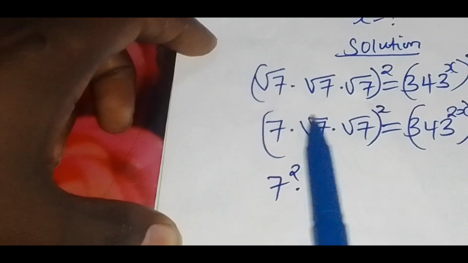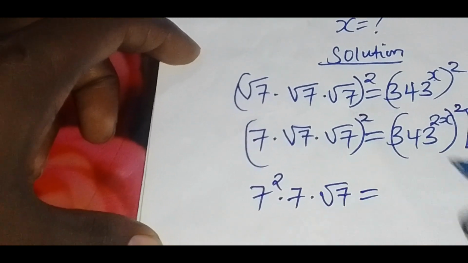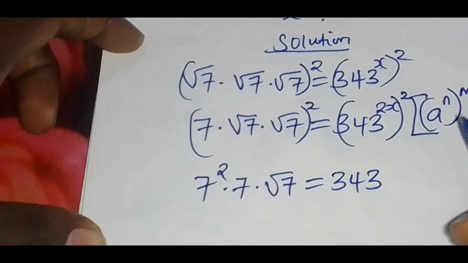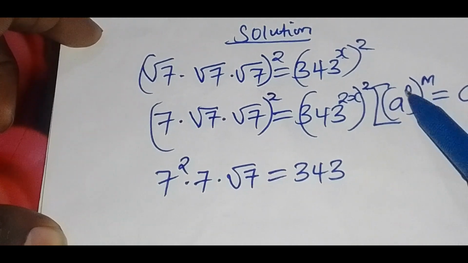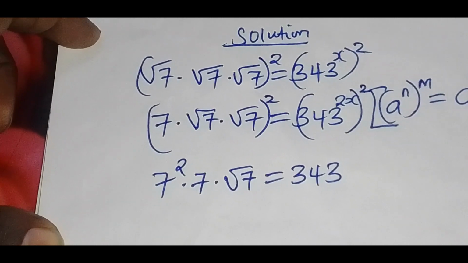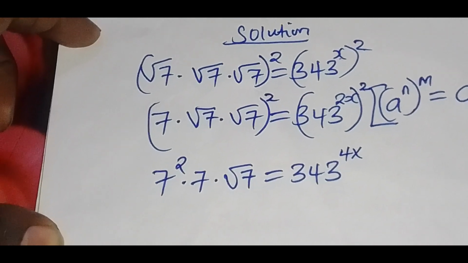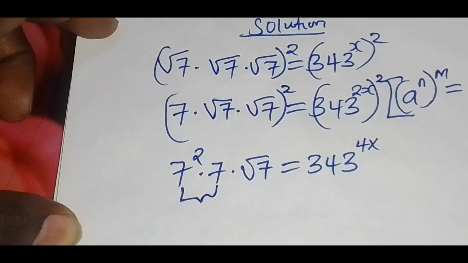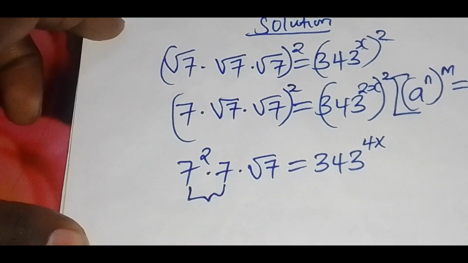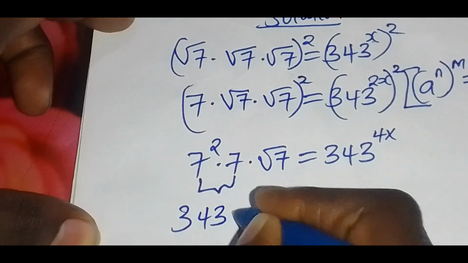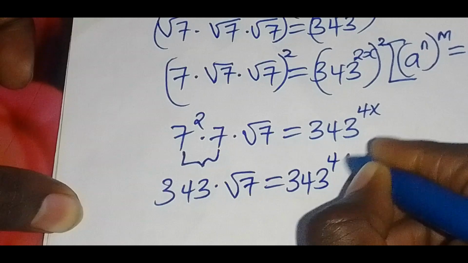Okay, we square both sides so that we'll have again 7 squared multiplying by, we eliminate the second square root sign, so that we'll have 7 multiplying by the square root of 7. This is equal to 343 raised to power, this is 2x times 2. Remember, we are applying the identity a raised to power n multiplying by m is equal to a to the n times m. So this is 2x times 2 to be equal to 4x. Alright, so if you check this first part, this is 7 squared, which is equal to 49. 49 times 7, this is going to give us 343 multiplying by the square root of 7. This is equal to 343 raised to power 4x.